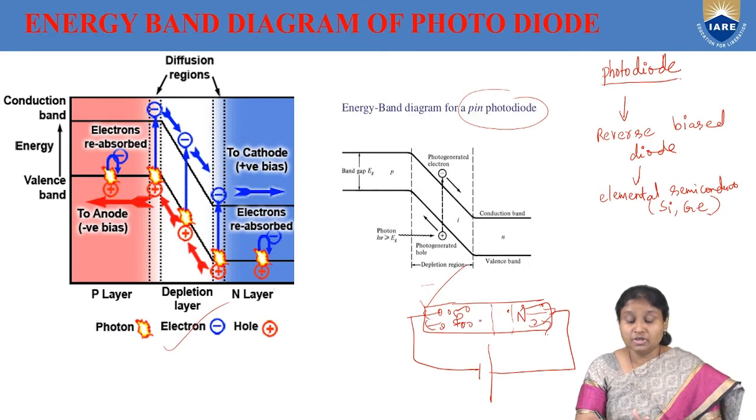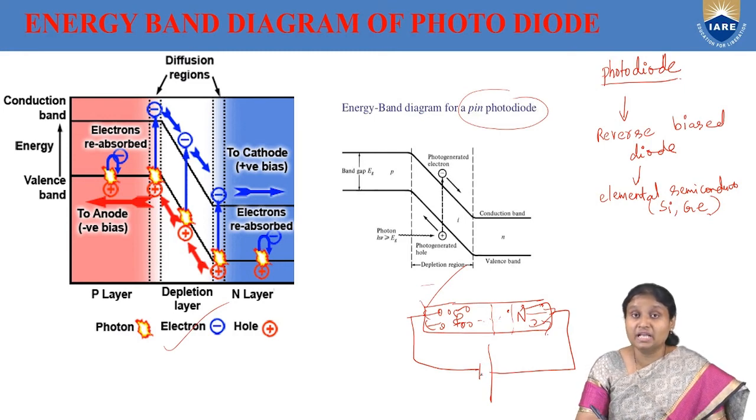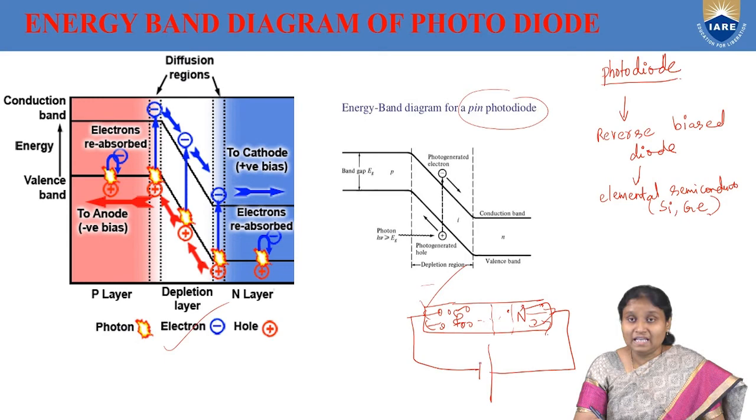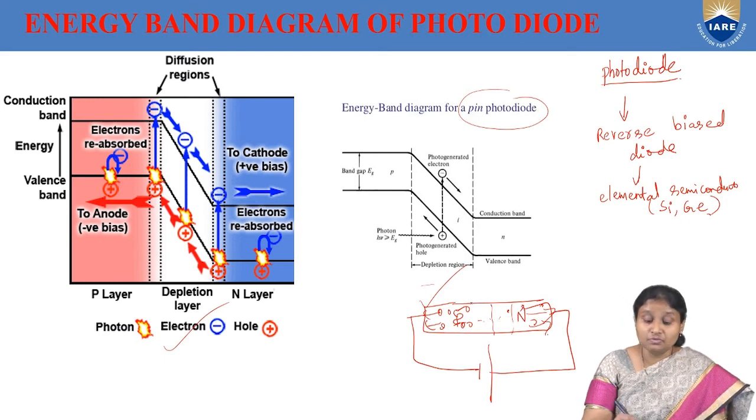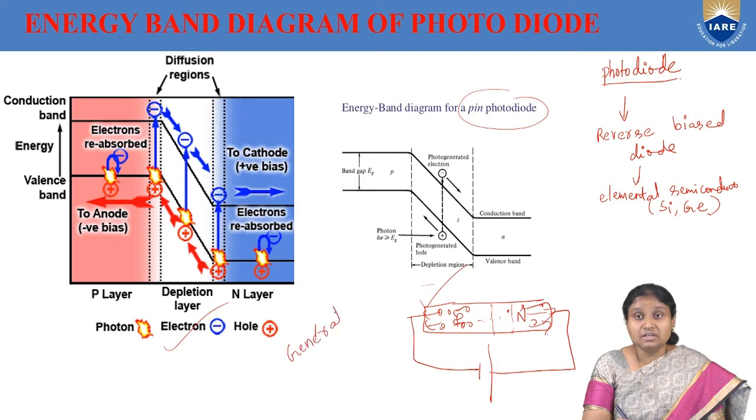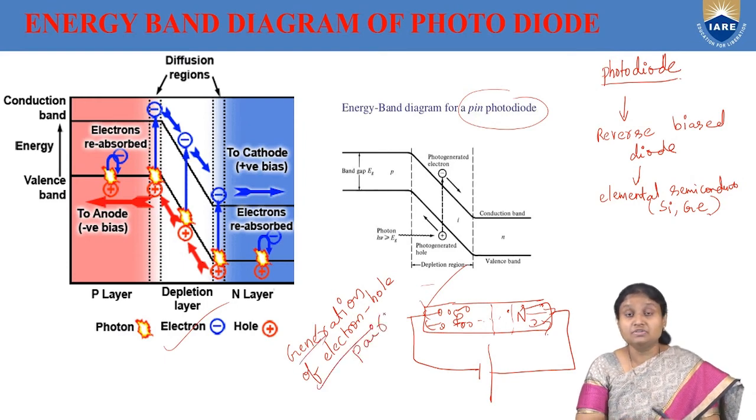Now, whatever immobile charge carriers are there in the depletion layer, because of their attraction towards the opposite polarity, they'll gain energy. And what is the process involved here during reverse biasing? That process is called generation of electron hole pair, which is completely opposite to the process involved in a light emitting diode. There that process is called recombination. Here it is called generation of electron hole pair.